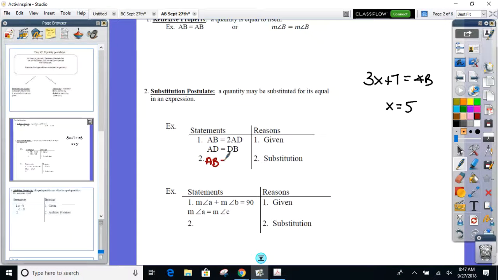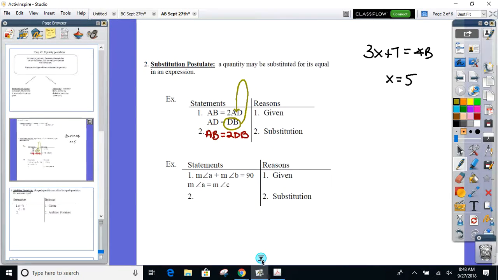AB equals 2 times the length of DB. That is correct. Let's see how that group got it. What was AD the same measure as? DB. So all they did was take DB and substitute it in for AD because they're equal to each other. And what made that statement true? Substitution. That's what we're going to write here now. Anytime I use it, we're going to write it as a reason. Substitution.